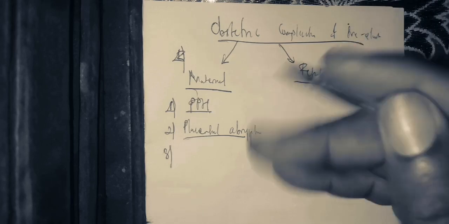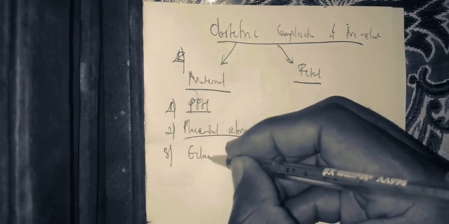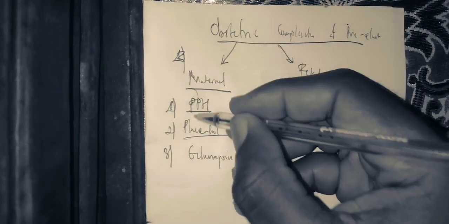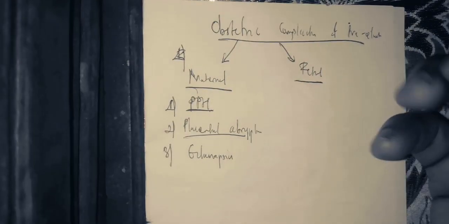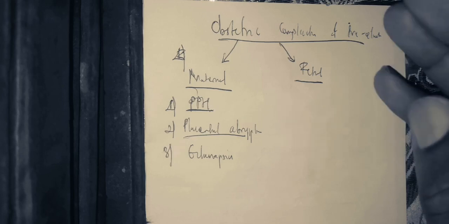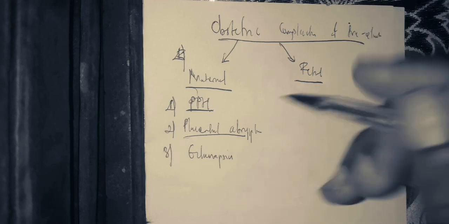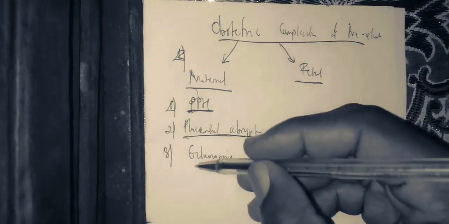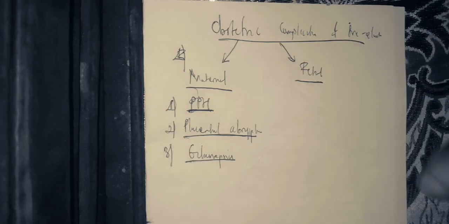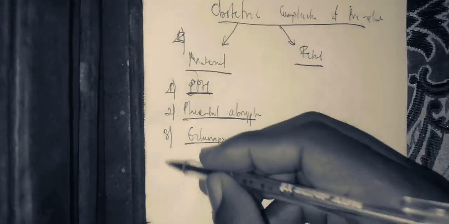An obstetric complication in the mother can also be eclampsia. Is it clear? So you have postpartum hemorrhage because that hypertensive disease can result in profuse bleeding of the arteries. You can have postpartum hemorrhage in somebody that has preeclampsia. You can have placental abruptio in somebody that has preeclampsia. You can have eclampsia in somebody that has preeclampsia.